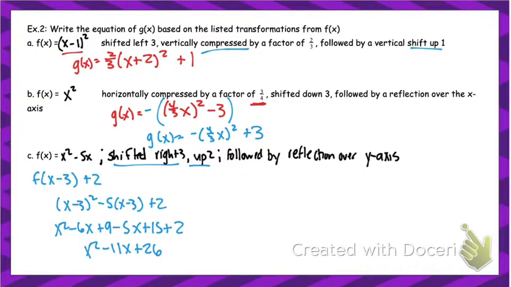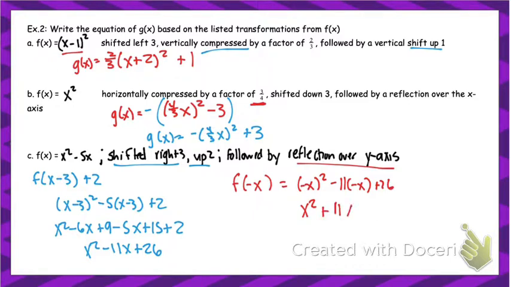Now, after I've done those transformations, I need to reflect over the y-axis. Reflecting over the y-axis as a transformation is f of negative x. So in that function, I'm replacing every x with a negative x. That makes my equation x squared plus 11x plus 26, and that is my new g of x function.